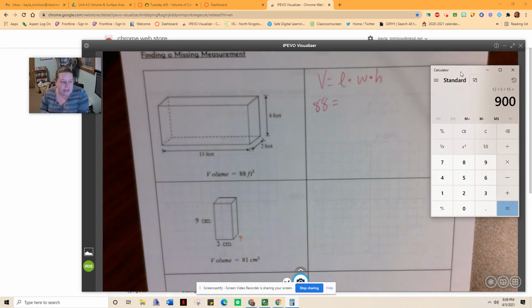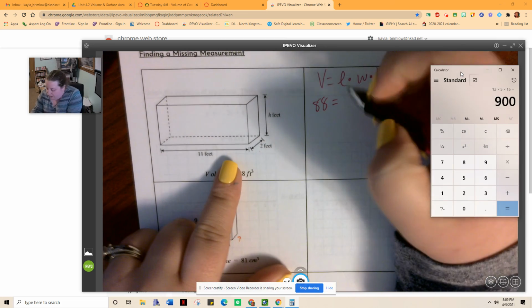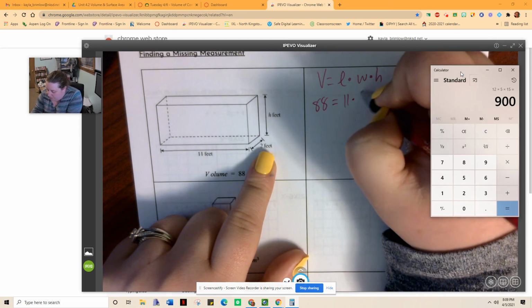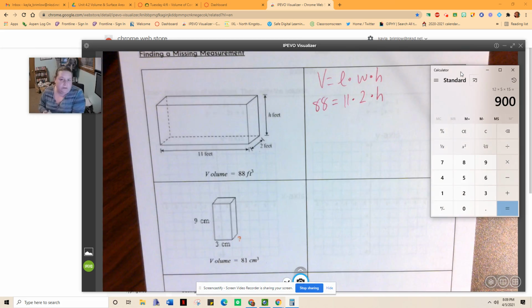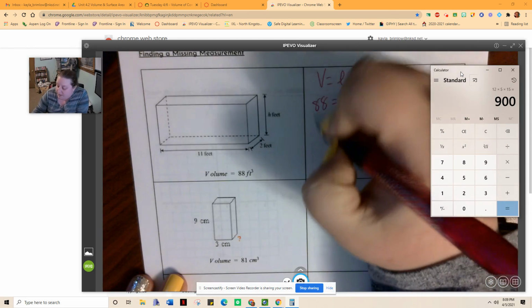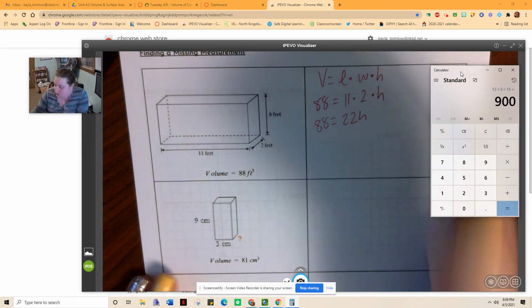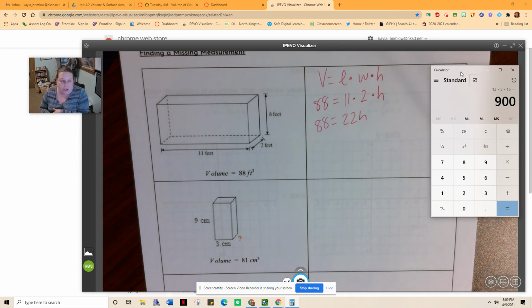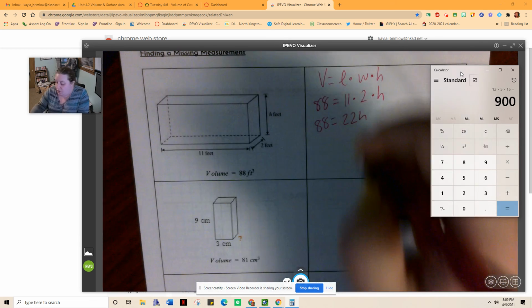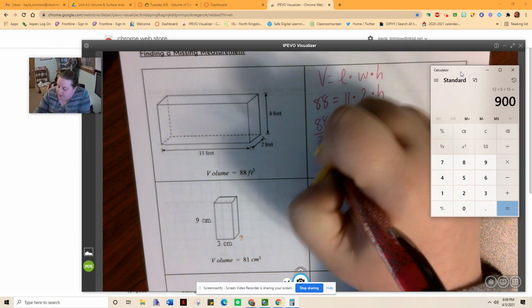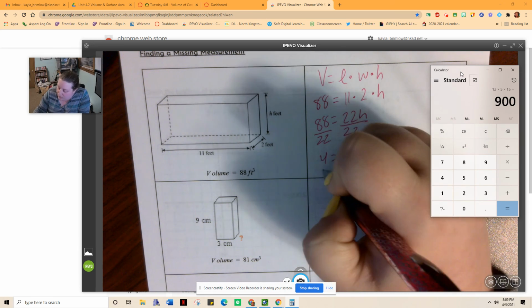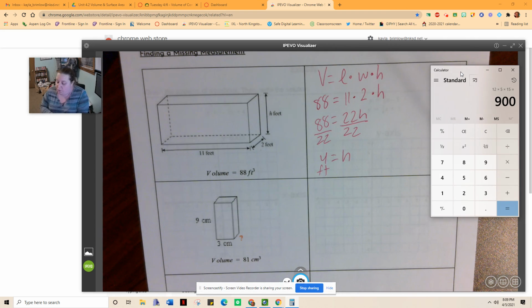So in this case, we know the volume is 88. We know we have a length of 11 times width of 2 times some height that I'm not sure of. I can still simplify this because I can multiply 11 by 2 together, which is 22, then times h. Now if we take a look at it, this is just a one-step equation to solve. So I work backwards. The opposite of multiplying is to divide. So that means the height is 4 feet, in order to get a volume of 88 feet cubed.